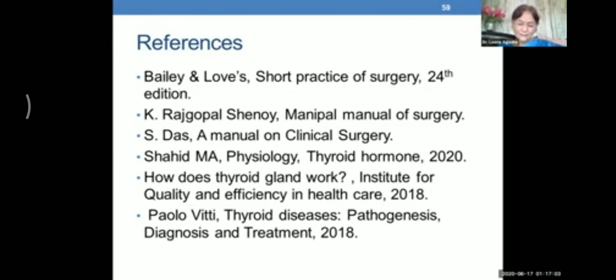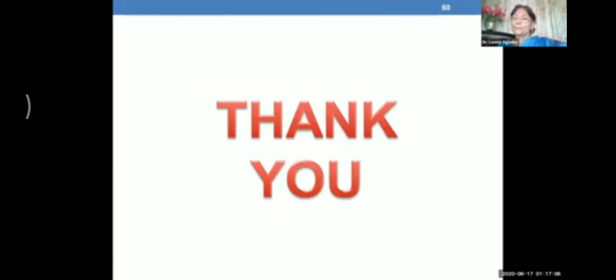These are the references. Because of the restricted time, I could not cover thyroid tumors. And before ending my lecture, I would like to tell you that thyroid is again a very important topic. You can get long questions, short questions, MCQs. You can always get a patient with thyroid swelling in your practical examination. So please be prepared with this topic thoroughly.